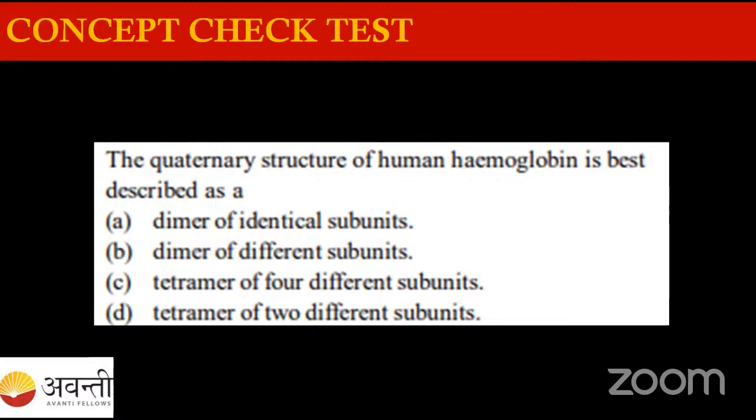The question is very simple. The question is about the quaternary structure of human hemoglobin. We have studied the quaternary structure, right? The quaternary structure of human hemoglobin is best described as... If you know the structure of hemoglobin, you can answer this question easily. Can anyone answer this question? I will launch the poll.